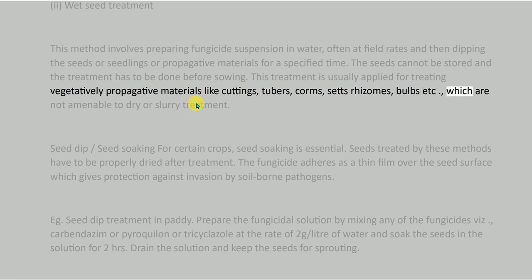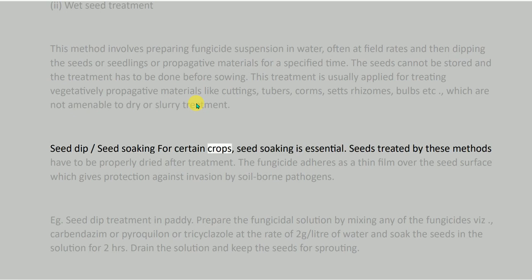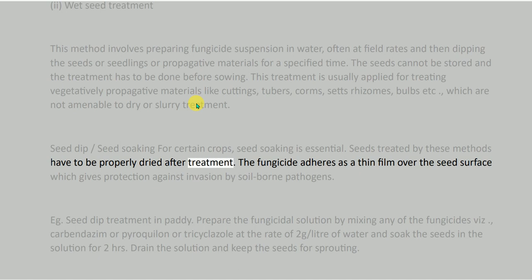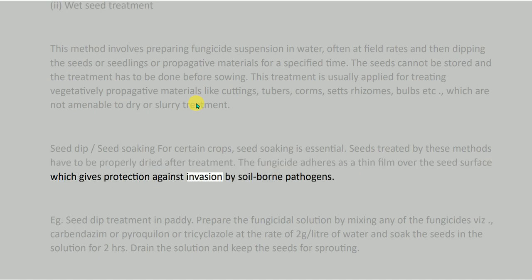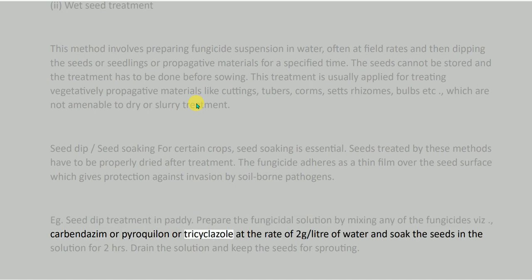Seed dip, seed soaking for certain crops. Seed soaking is essential. Seeds treated by these methods have to be properly dried after treatment. The fungicide adheres as a thin film over the seed surface which gives protection against invasion by soil-borne pathogens. E.g. seed dip treatment in paddy. Prepare the fungicidal solution by mixing any of the fungicides, such as carbendazim or pyroquilon or tricyclazole, at the rate of 2 g/liter of water and soak the seeds in the solution for 2 hrs. Drain the solution and keep the seeds for sprouting.